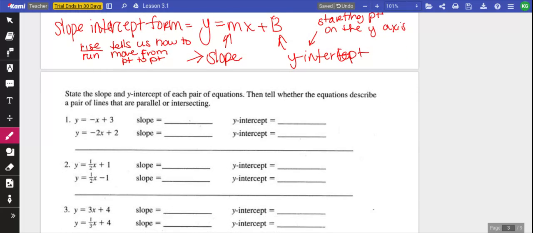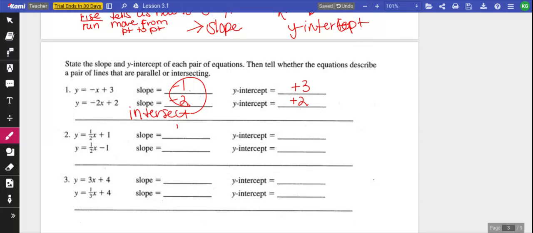All right, so on these first examples here, remember that the m is the coefficient that's in front of the x. So for the first one, we have y equals negative 1x plus 3. So the slope is negative 1, and the intercept is positive 3. On the second one, y equals negative 2x plus 3, so that's my slope, the negative 2, and the intercept is positive 3. Then tell whether each equation describes lines that are parallel or intersecting. So these ones, since they are not the same slope, they will intersect.